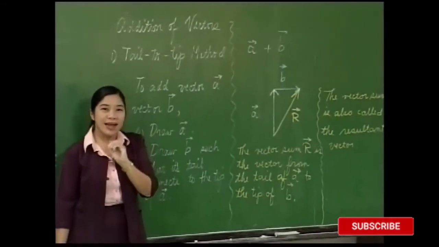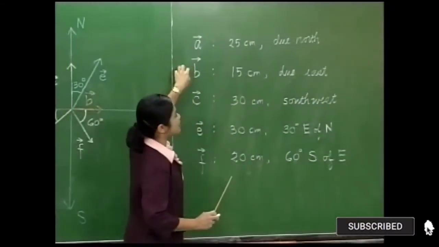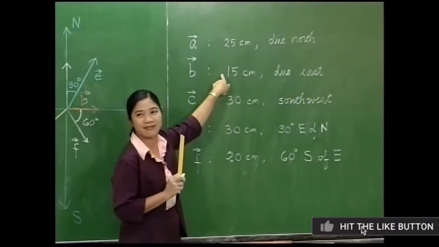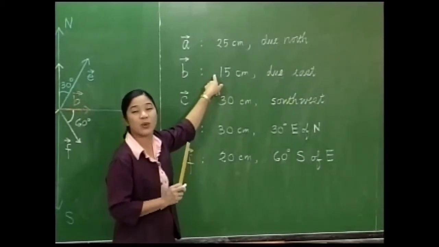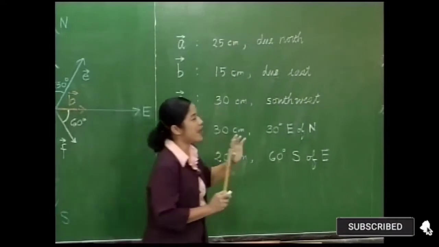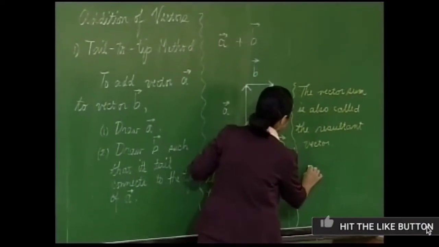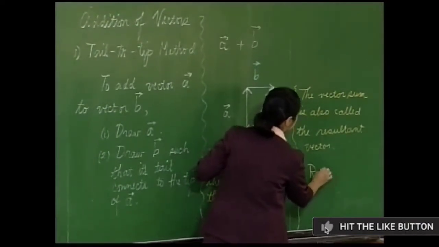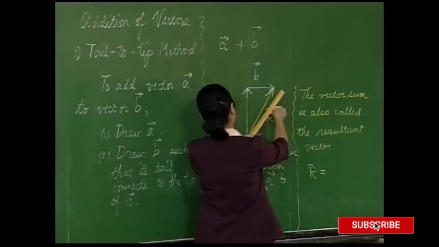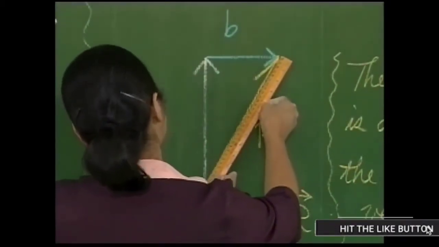So when you are asked to add vectors, do not simply add, say, A plus B is equal to 25 plus 15 centimeters. That's not correct. You cannot add vectors the way you add scalars or simple numbers. Vectors behave differently. So now, the magnitude of R, I now get my ruler again and measure the length of my vector, and it is 30.